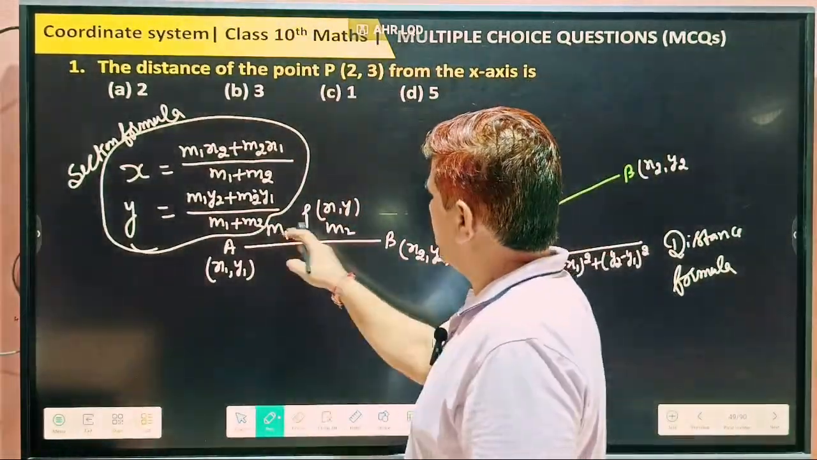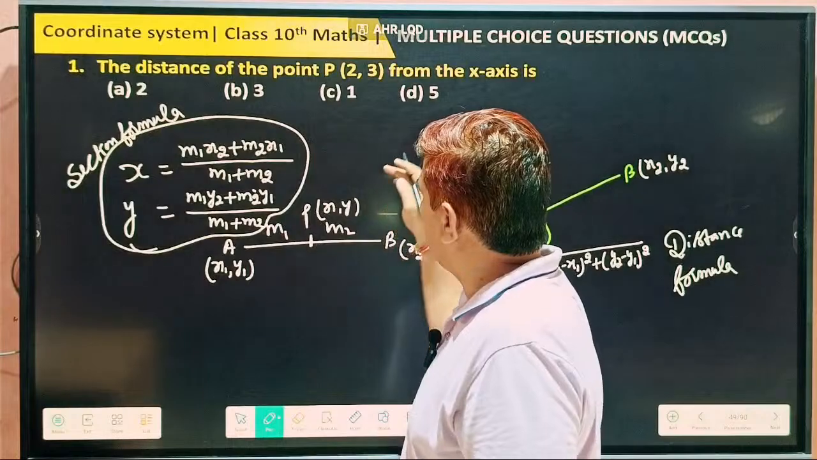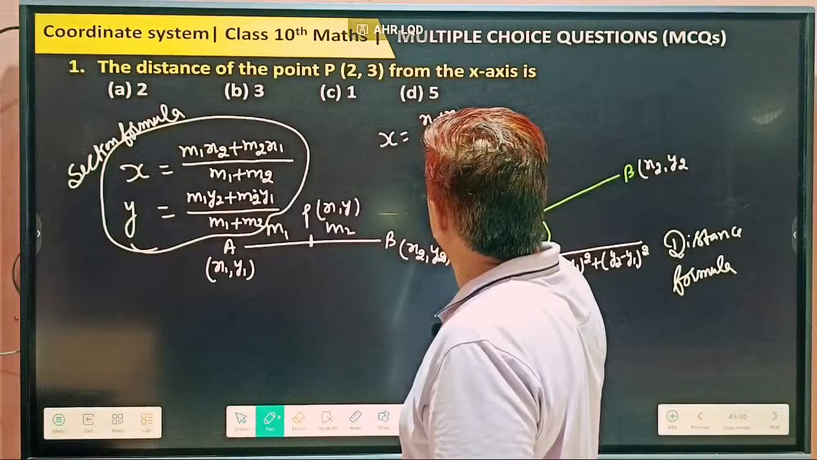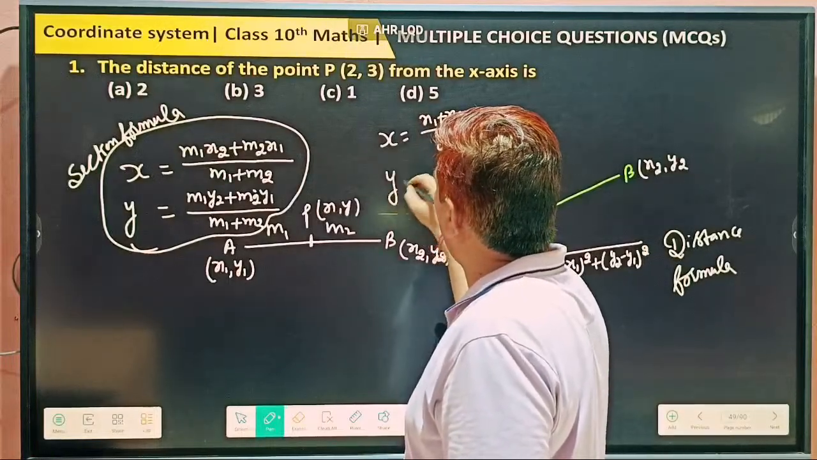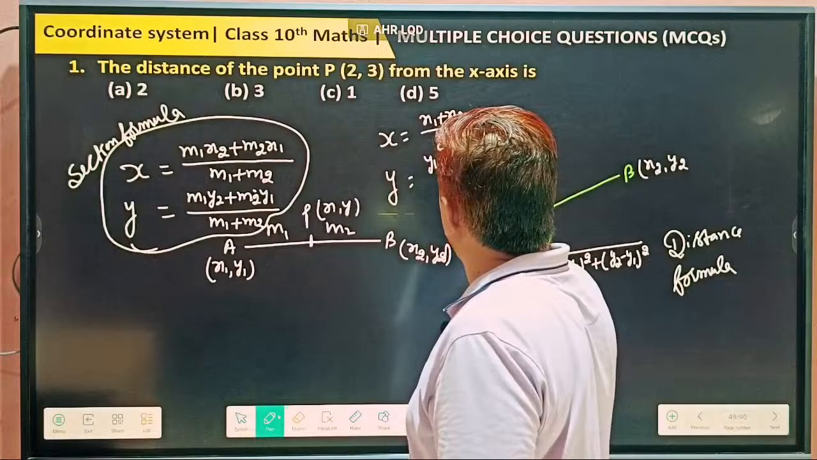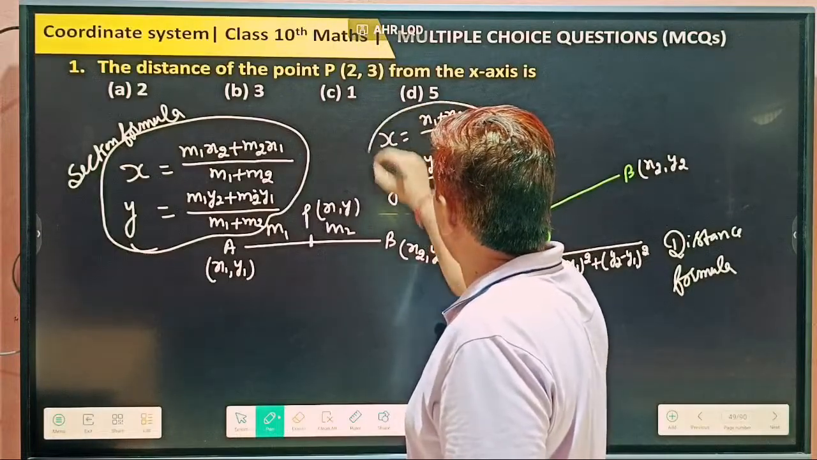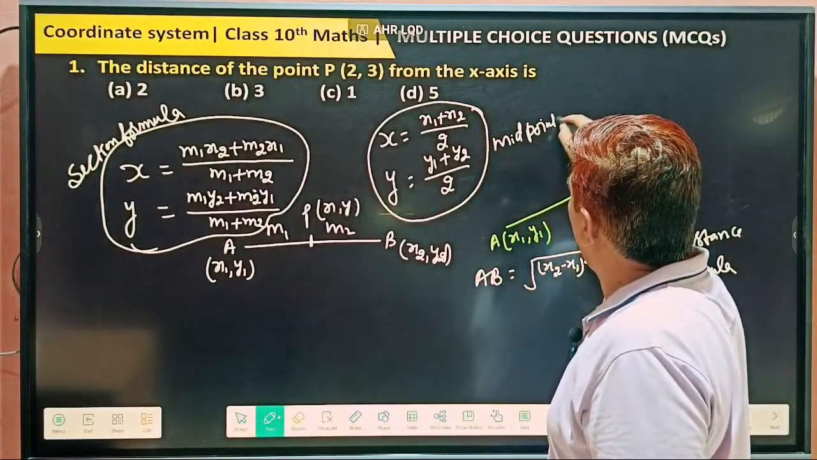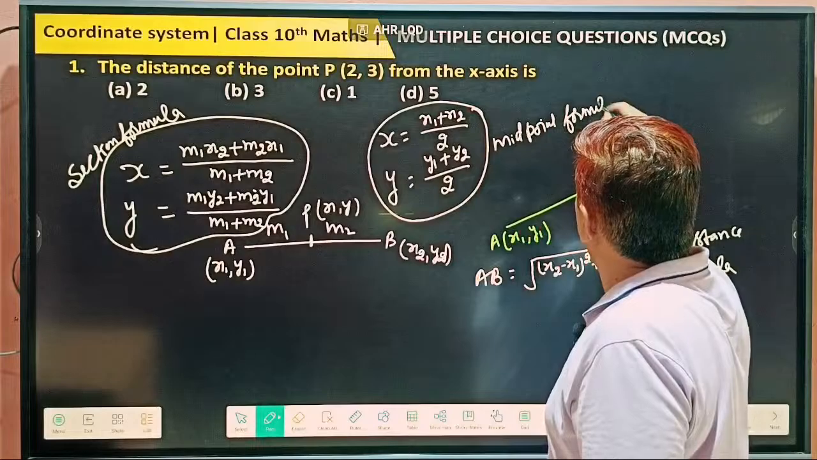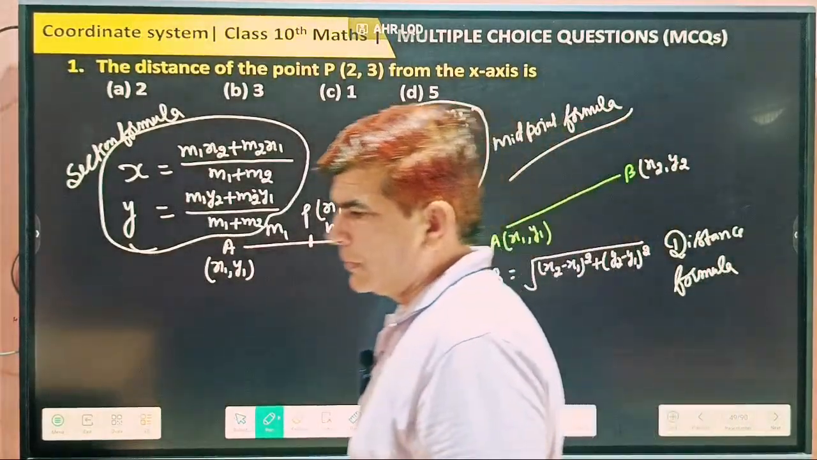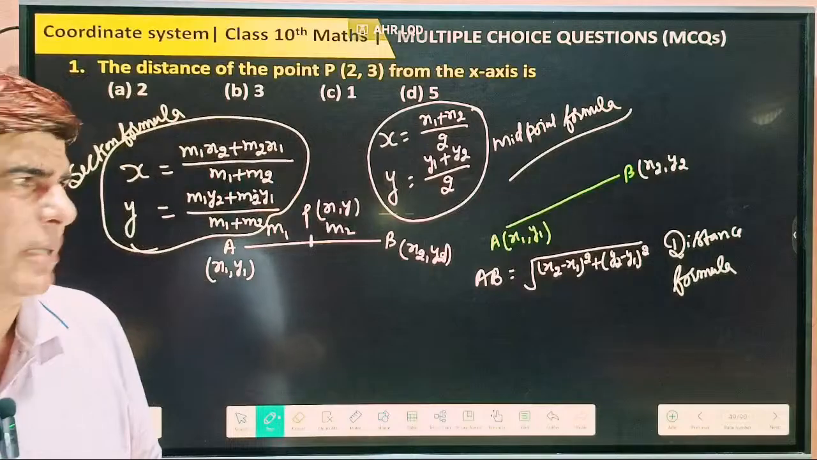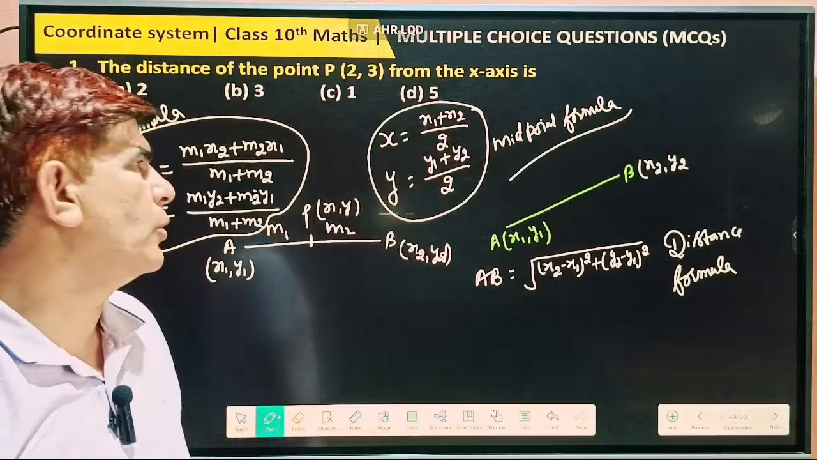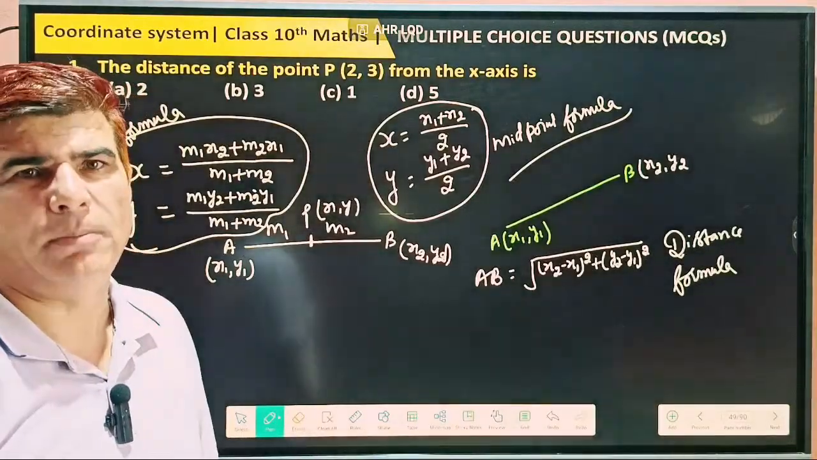Understood? And if this ratio becomes equal, P becomes the midpoint, then x is equal to (x1 plus x2) by 2, and y is equal to (y1 plus y2) by 2. This is called the midpoint formula. These three formulas we can say are mainly two, otherwise three formulas which are very important related to this chapter.